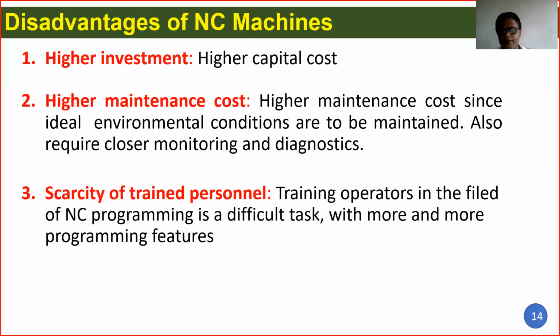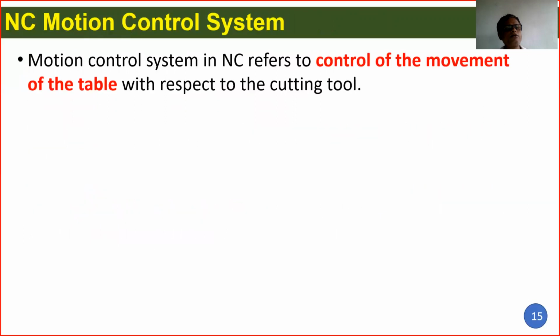So these are some of the disadvantages of NC machines. Now we will see what the numerical control machines' motion control systems are. Control systems, there are basically three types which we will see now.